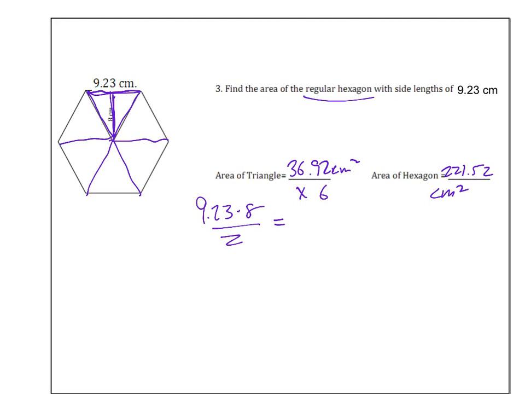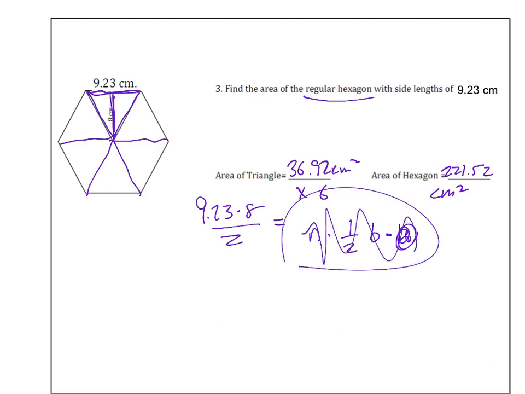All I did was the area of the triangle, 1/2 base times height, times my number of sides. I know that this is really going to be my apothem. Then I take my number of sides, or number of triangles, which also matches the number of sides, times that. Don't try to memorize this. Think your way through it: figure out the area of one triangle, then multiply by how many triangles.